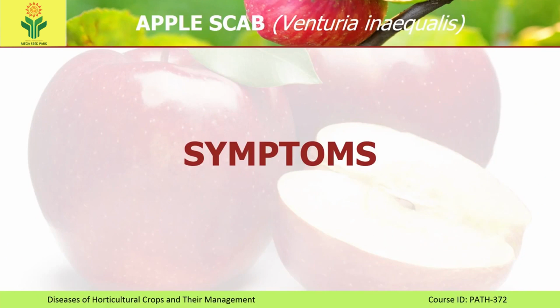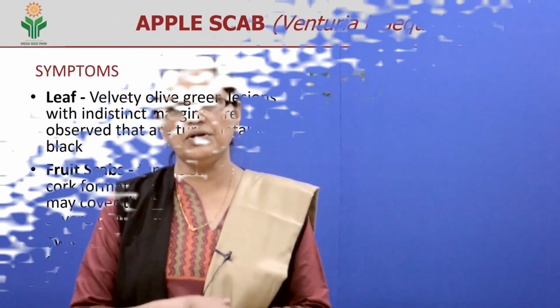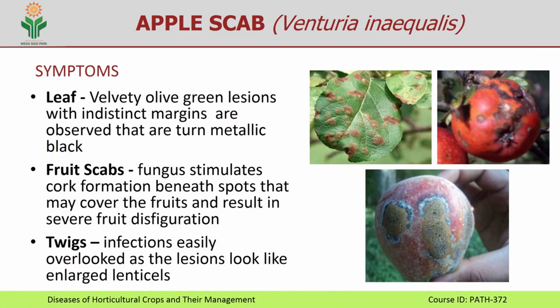Now coming to the symptoms, which are very important for any disease. How should we diagnose it? How should we detect it? First, we should see the leaves. We'll find on the leaves velvety olive green lesions with indistinct margins which turn metallic black. On the fruits, the fungus stimulates cork formation beneath the spots that may cover the fruits and result in severe fruit disfiguration.